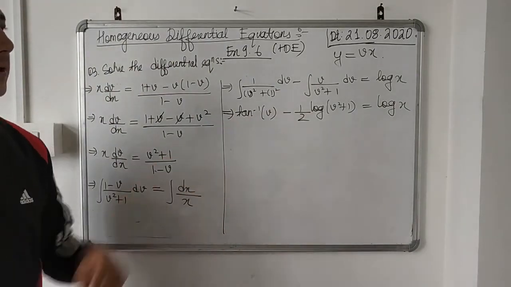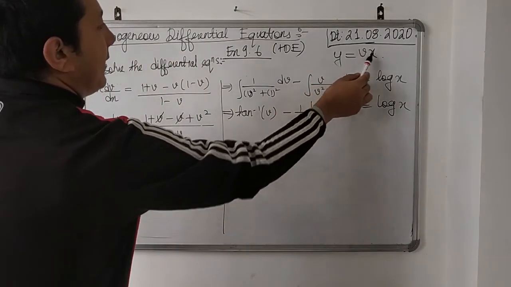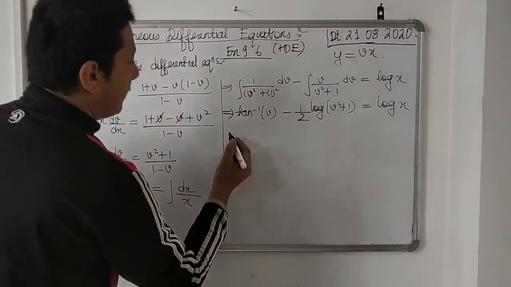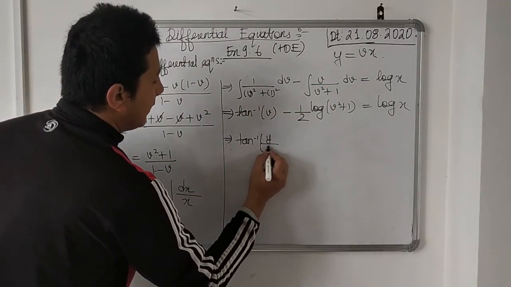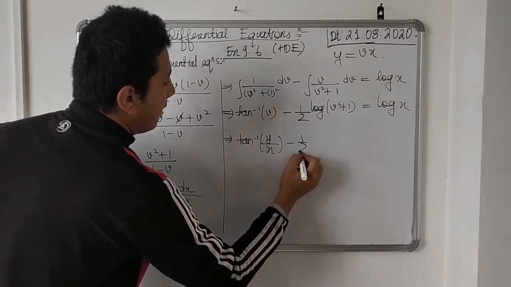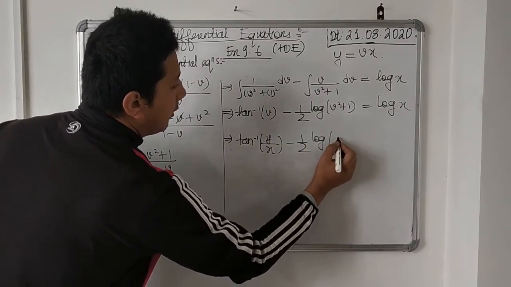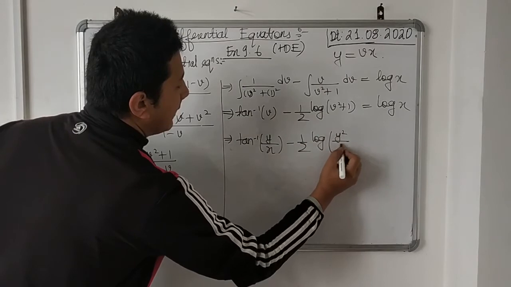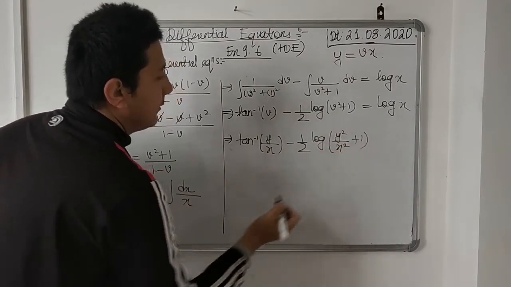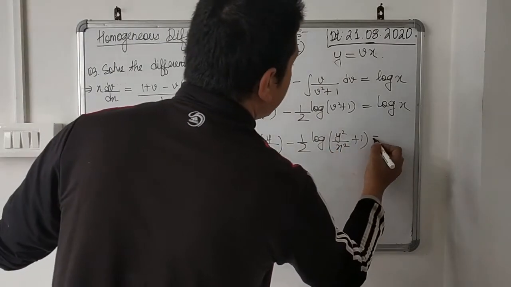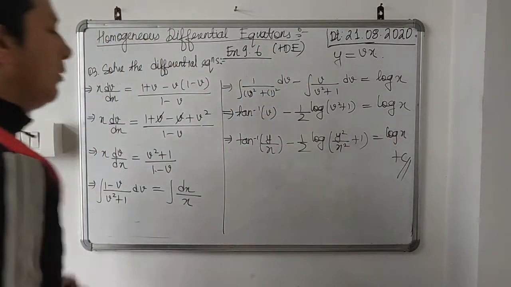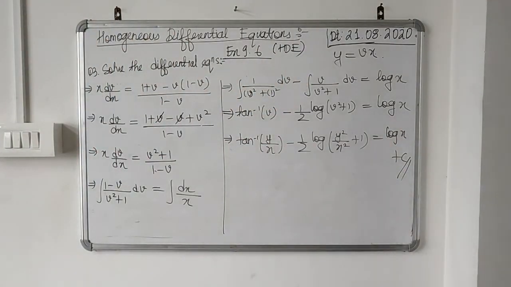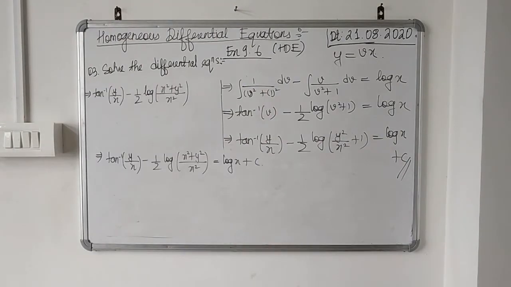What was v? See, y is equals to vx. So what is the value for v? Y by x. So therefore this will be tan inverse y by x minus half log of y square by x square plus 1, okay, and which will be equals to log x and then plus constant c. Let us keep it till here. Okay, so pause the video and note it down.